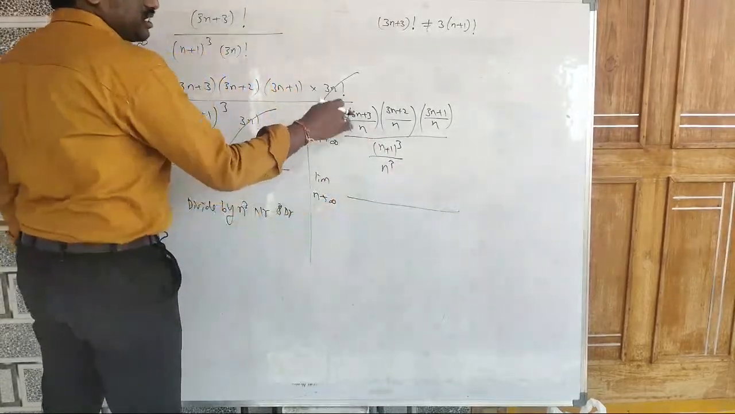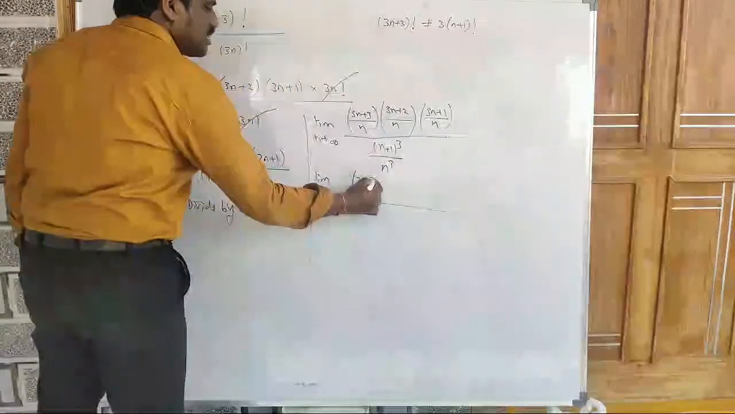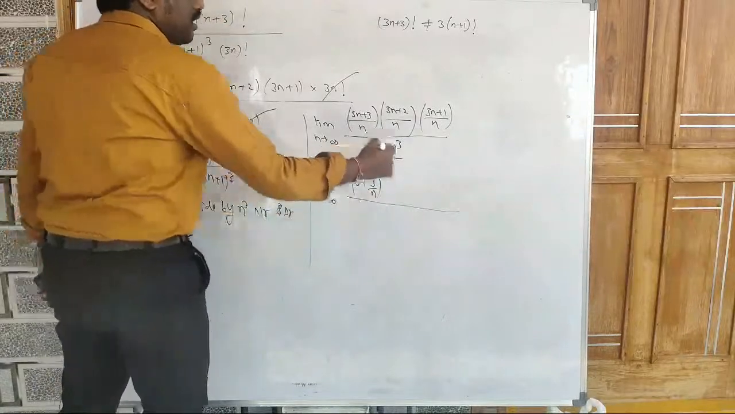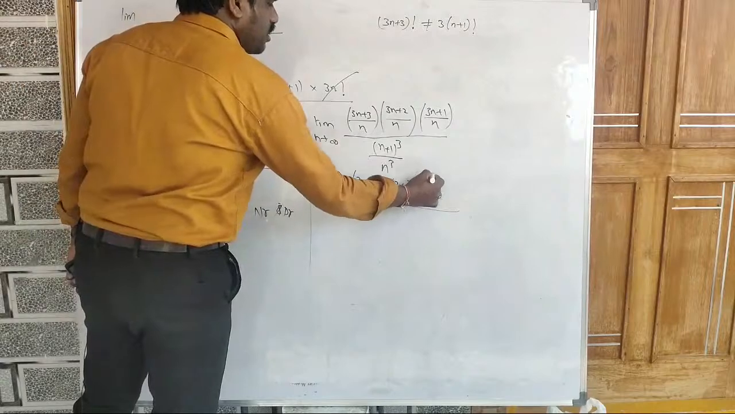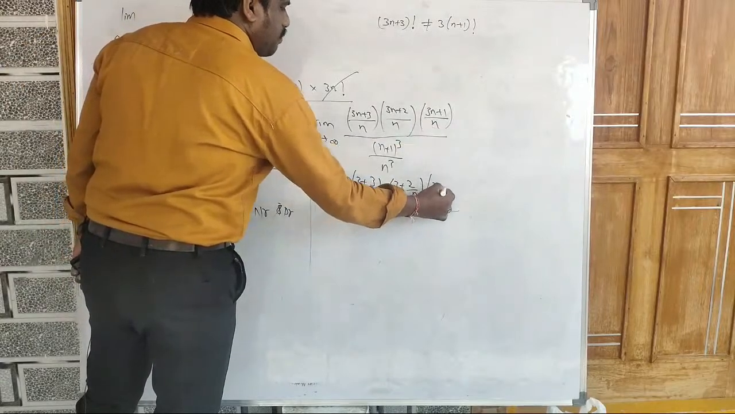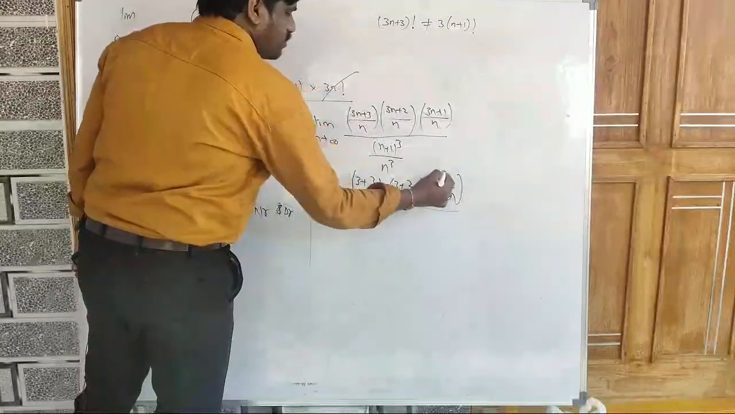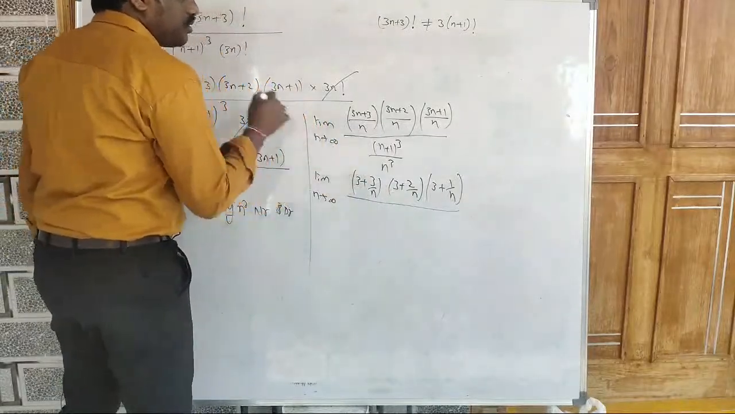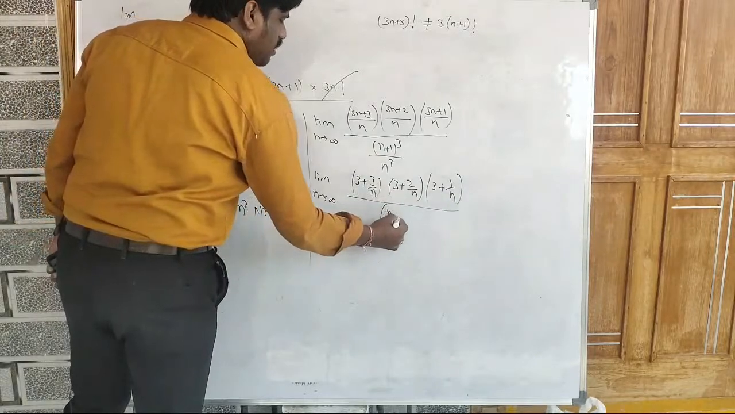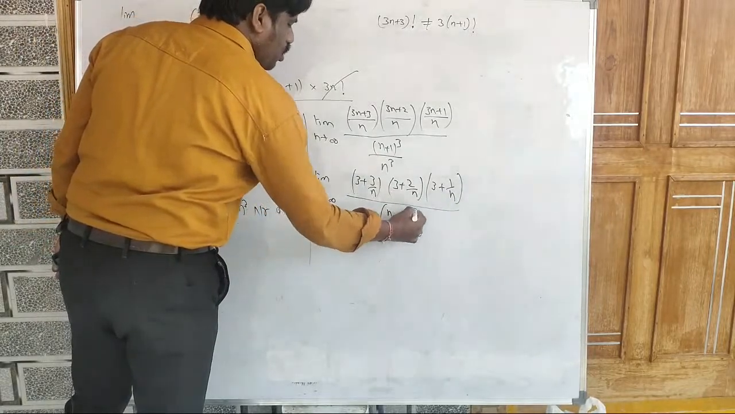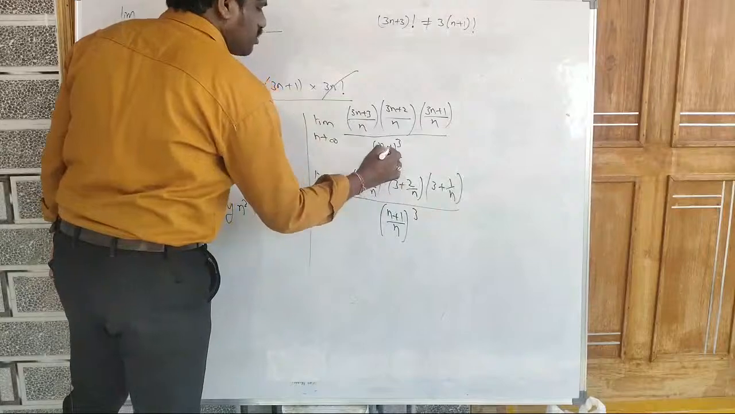Now, limit n tending to infinity, I can separate now. 3 plus 3 by n I get. And if I separate n and cancel, 3 plus 2 by n I get. And if I separate this, 3 plus 1 by n I get. And this can be written as what? n plus 1 by n whole cube, because this is also cube, that is also cube.